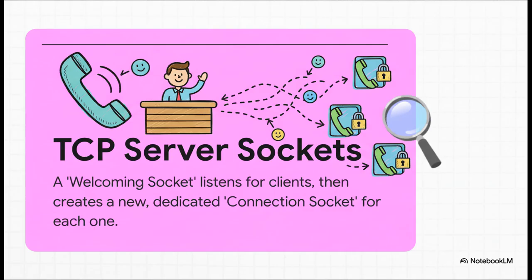Okay, here's the crucial idea. The server has one special socket, which we'll call the welcoming socket. Its only job is to listen for incoming calls. Think of it like a company's main receptionist, just sitting by the phone. When a client calls in, the receptionist, that's our welcoming socket, doesn't handle the entire conversation. Of course not. Instead, it creates a brand new, totally dedicated socket, a connection socket, and hands the client off to that private line. This is brilliant because it frees up the receptionist to immediately answer the next call, which is how a single server can handle tons of clients all at once.